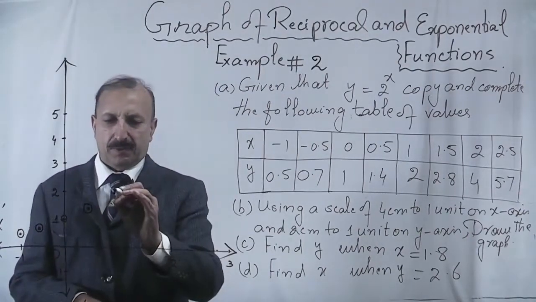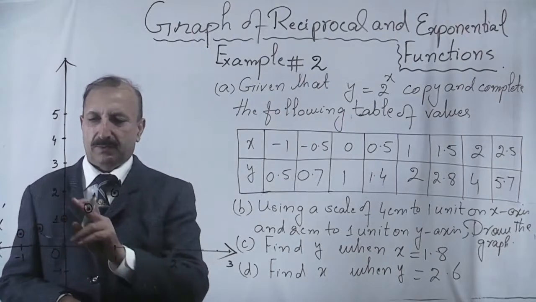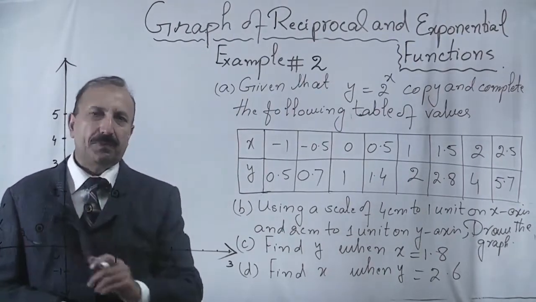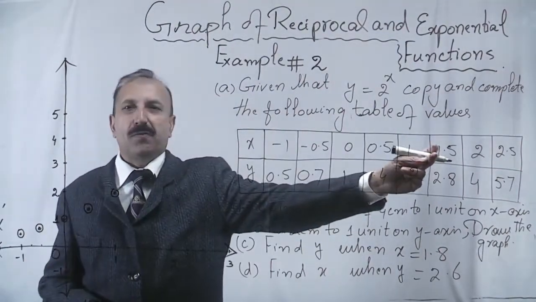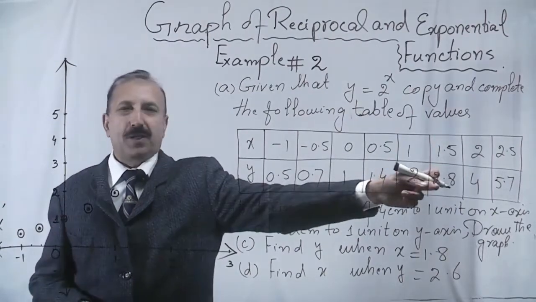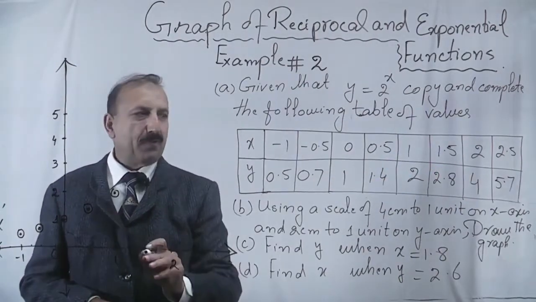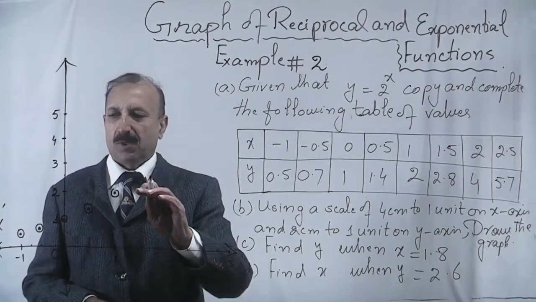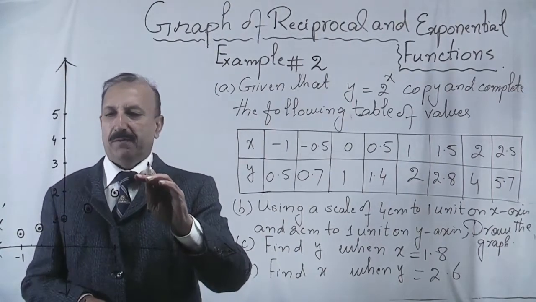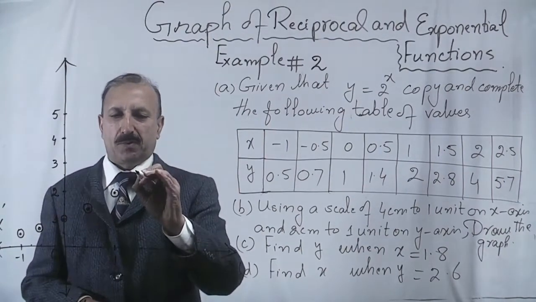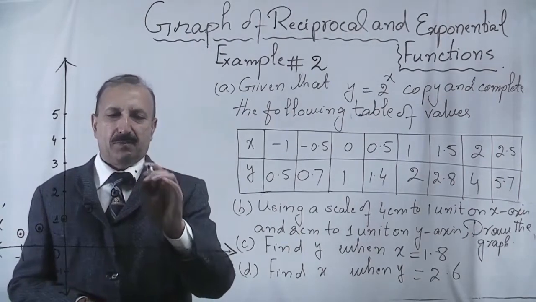Yes, this is 1, value of x, value of y is 2, and then when value of x is 1.5, the value of y is 2.8, 1.5 is here, and 2, 2.5, and this is 2.8 approximately. Yes, this is 2.8.